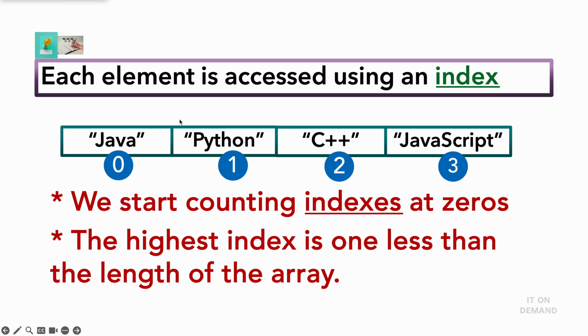Now, the length of the array here is 4. 1, 2, 3, 4. That's the length of the array, and that's the number of elements in this array. So we can say the total elements in this array is 4. Now, if we take 4 minus 1, that would give us the highest index in the array. 4 minus 1 is 3. And the reason for that is because indexes start counting at 0.